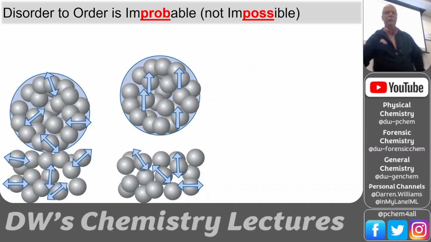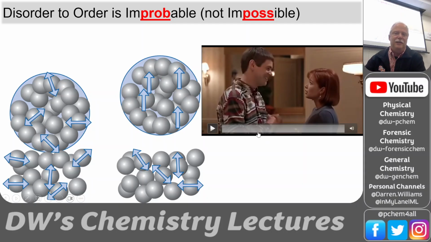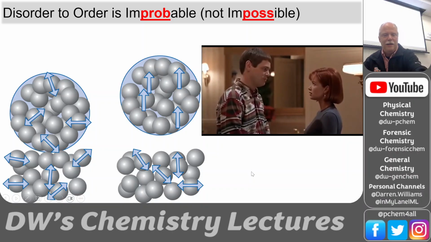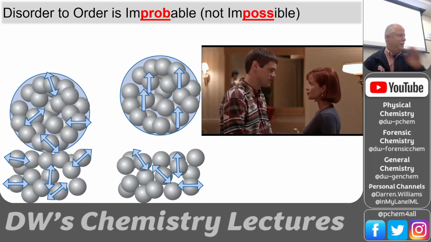So I don't know if y'all know the movie Dumb and Dumber, but this is the difference between impossible and improbable. So this guy, he has a crush on this girl, and he finally gets down to asking her, what are the chances, right? And he doesn't understand probabilities. Okay, so this is, be level with me, he says.